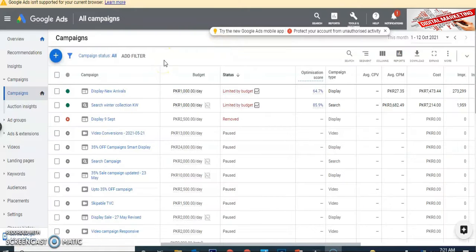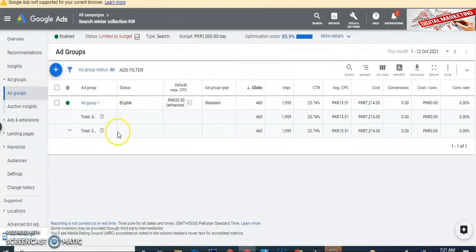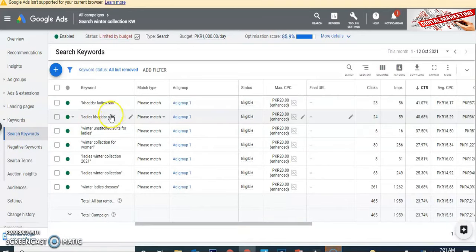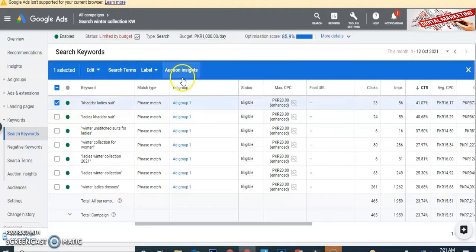Now we have opened our Google Ads account, and we will click on the Google search ad which we have recently run to measure the performance of our ad as compared to the competitor's ad. On this page we will click on Keywords and go into Search keywords. Then we will click on these keywords one by one. Like first I want to click on Khaddar ladies suit. I will click on this, and then you will click on Auction insights.